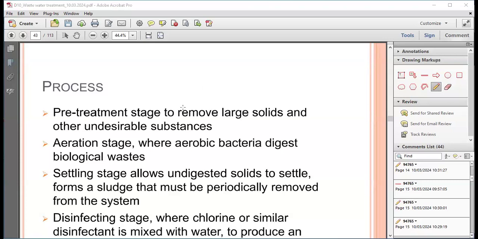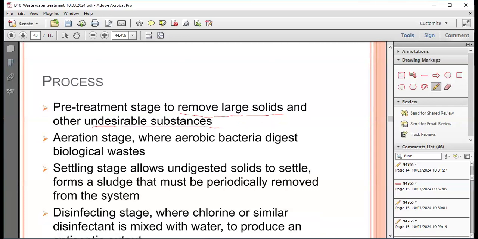So the pre-treatment stage removes the large solids and other undesirable substances. So this one, right? Remove large solids and undesirable substances, right? Undesirable substances. So the aeration stage, there are aerobic bacteria.